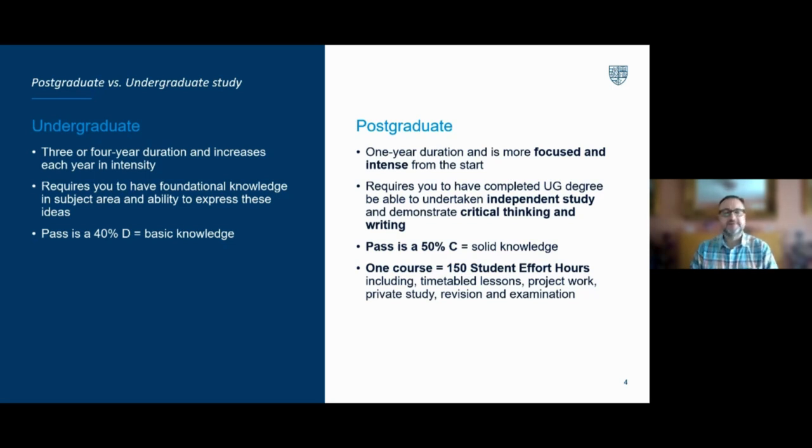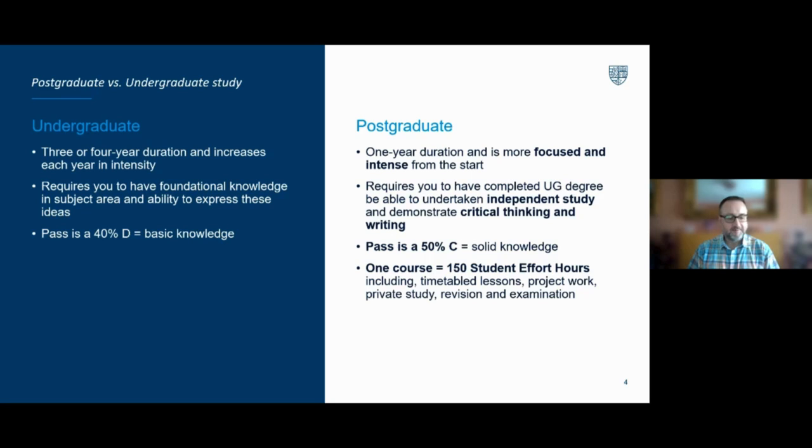So what's the main difference between undergrad and postgraduate? Well, as an undergraduate, usually your degree lasts 3 or 4 years, and it sort of builds up from being relatively easy in year 1 to getting progressively more difficult in years 2, 3 and 4. It requires you to have foundational knowledge, so prior learning in the subject area, and the pass mark, of course, at undergraduate is typically 40%.